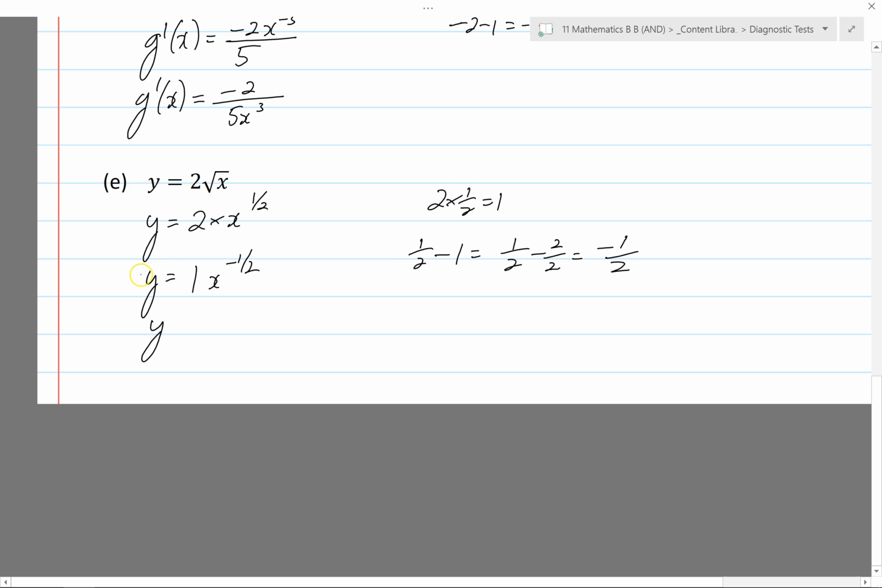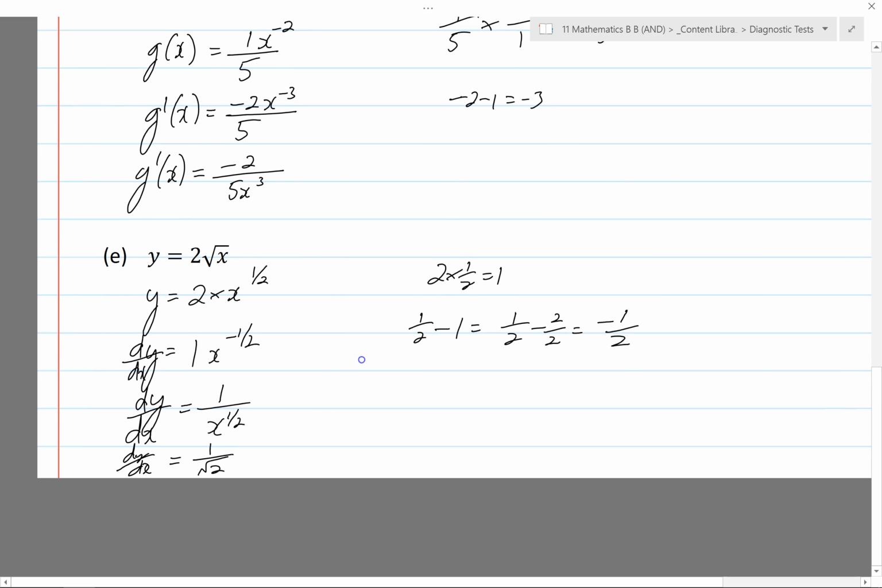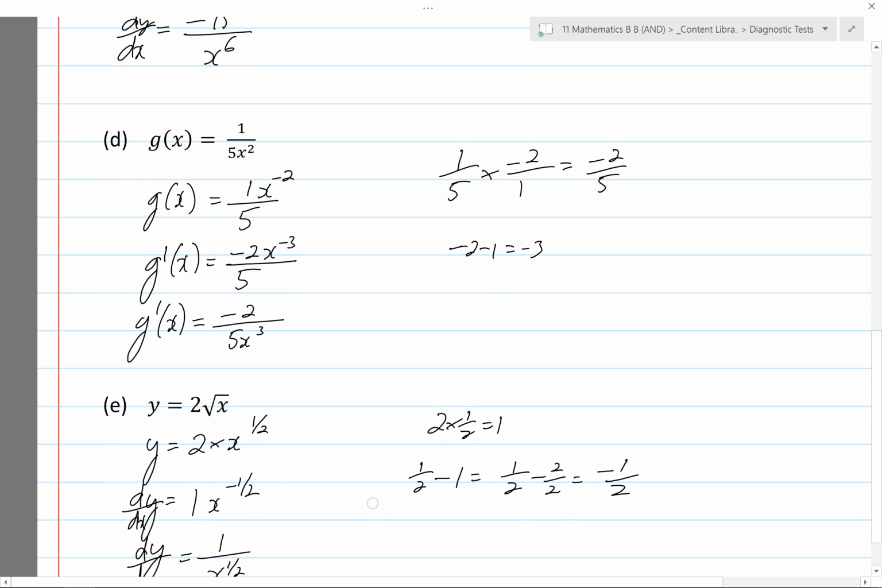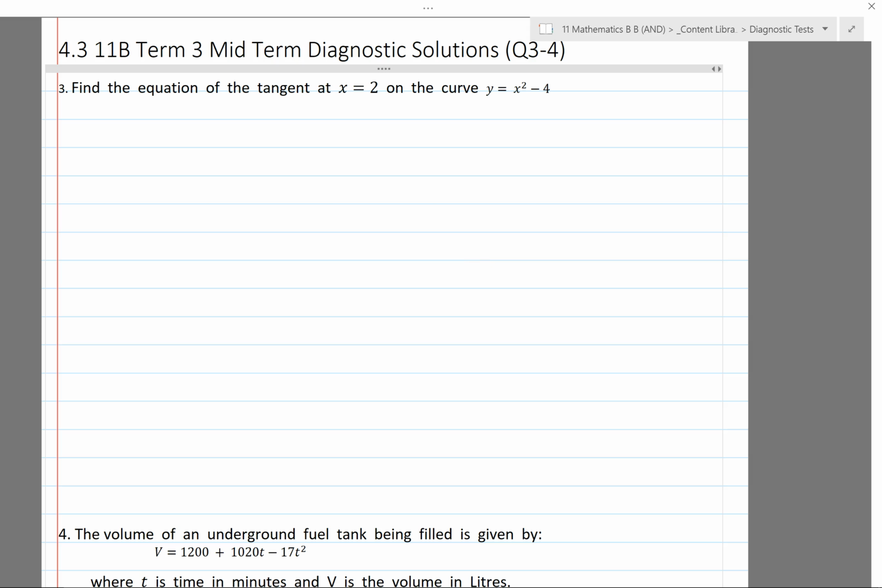So I've differentiated now, so I better change this to dy dx. And I don't like this negative power, so it's 1 on x to the power of a half, or I should really simplify it to 1 on square root of x. Key thing from a C and J perspective is here I'm just changing what it looks like. When I actually differentiate, it changes to g dash, or changes to dy dx, or y dash, or f dash, or whatever.